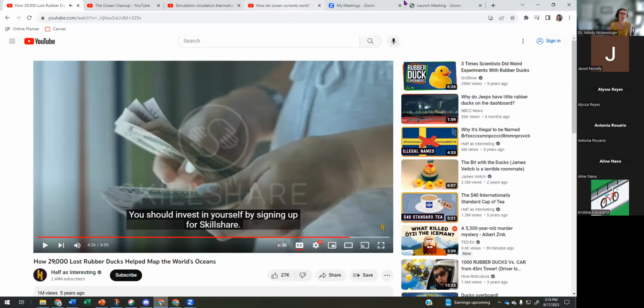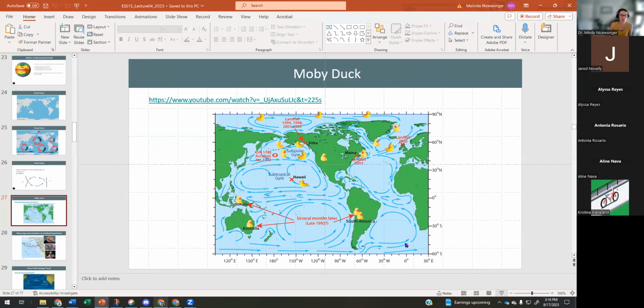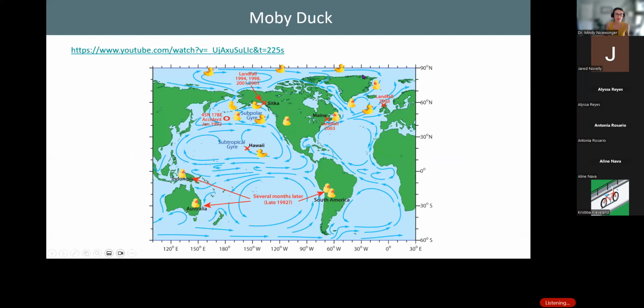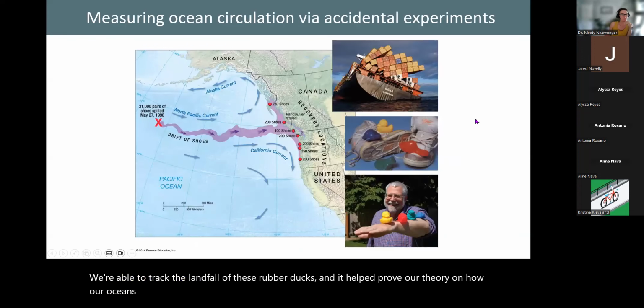Okay. So, a cute story there. And this is true, right? So we were able to track the landfall of these rubber ducks, and it helped prove our theory on how our oceans circulate. Okay, and it's not just rubber ducks; it's other things like shoes and things that could float.